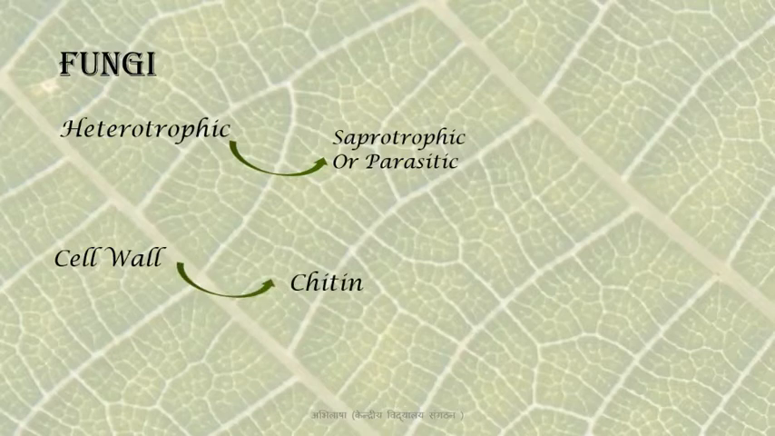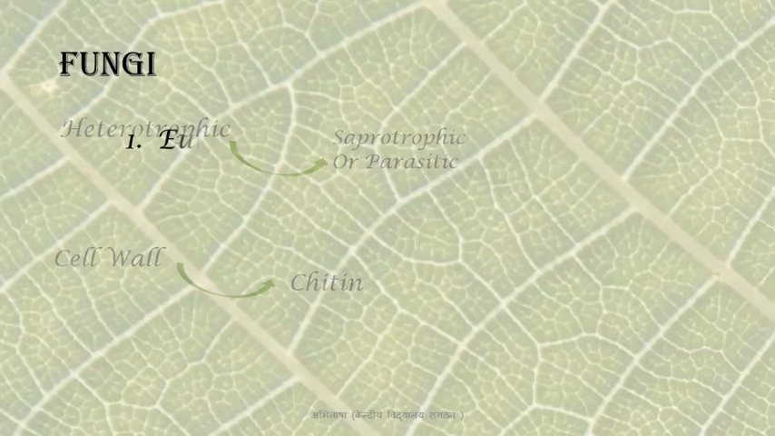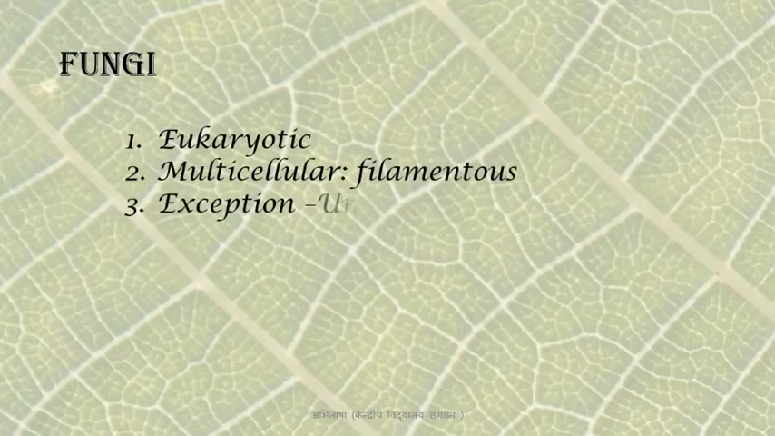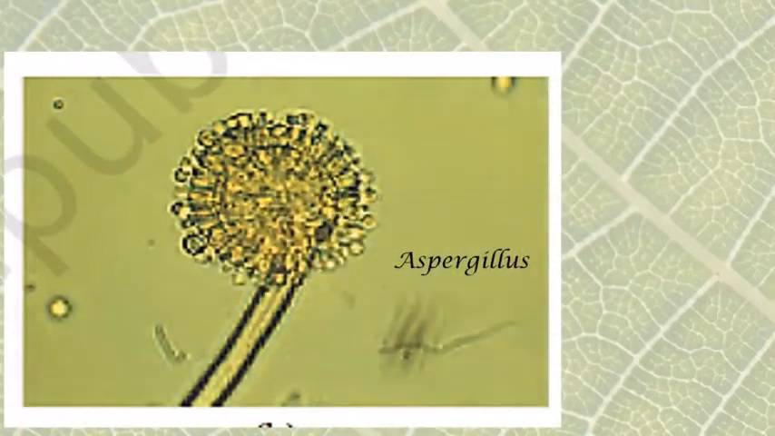Now, do you recall what the cell walls of plant cells are made of? Definitely not chitin. Some other key features of fungi are they are eukaryotic, they are usually multicellular, filamentous. The only exception is yeast, which is a unicellular fungi. There are some more fungi we'll be discussing in this and in the next session.